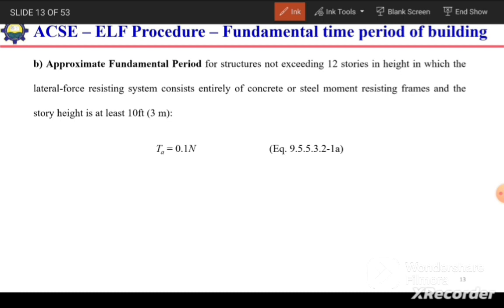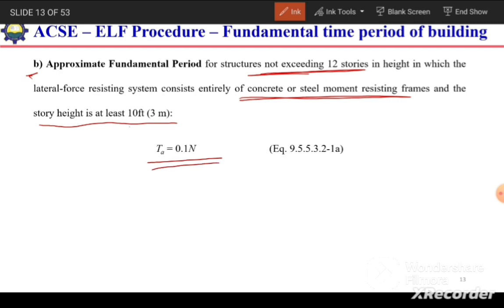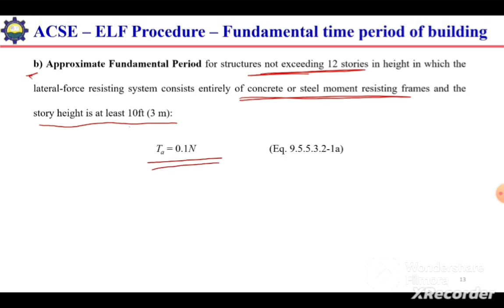We can also approximate the fundamental time period of the structure in case of concrete and steel resisting frames by using this expression. T is equal to 0.1 times N, and here N is the number of stories, and this expression is only valid for up to 12 stories if the height of the story is at least 10 feet or 3 meters, meaning it is not less than 10 feet or 3 meters. So in that case we can use this expression to estimate the time period of the building.